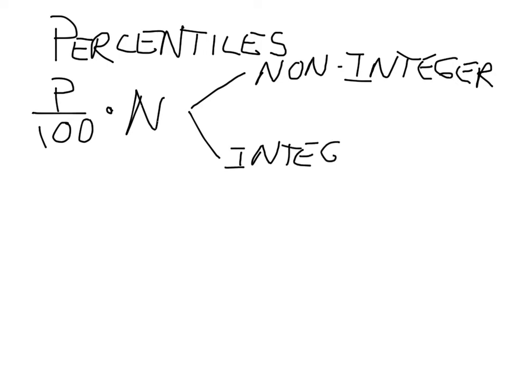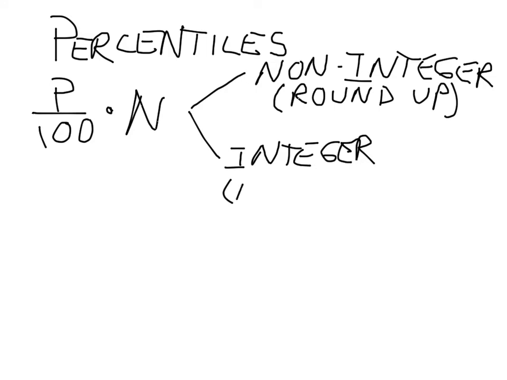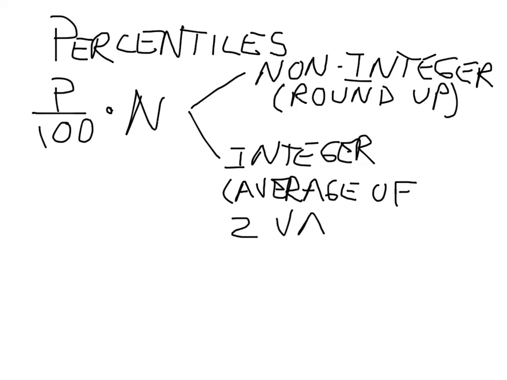Now, these give you location clues. So when you get a non-integer, you round up. So if you get 6.2, for instance, you always round up to 7, and you always round up without regard to what the decimal extension is. When you get an integer, you're actually going to take the average of 2 values. And just hang on for 1 second and you'll see how that works.